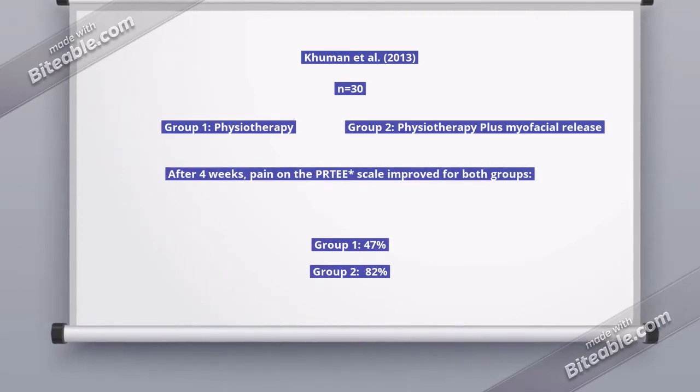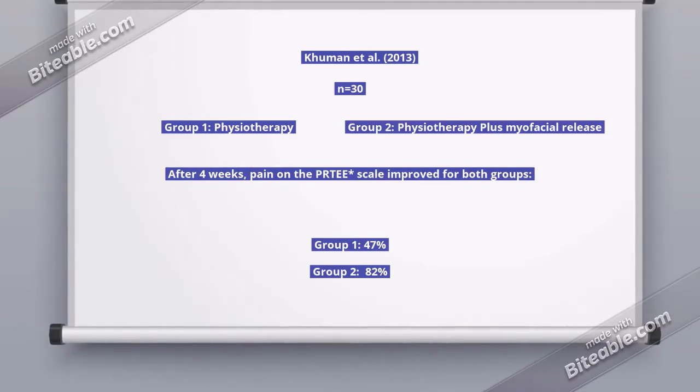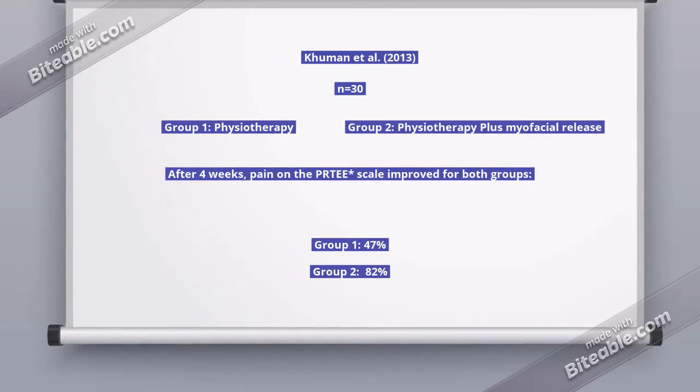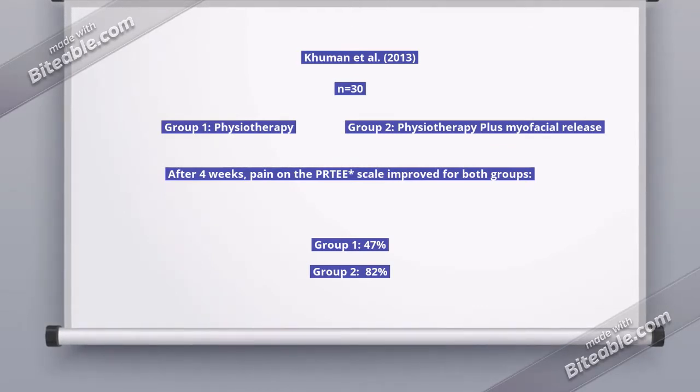After 4 weeks, pain, as described on the PTR-EE scale, decreased in both groups. The greatest decrease was seen in the myofascial group with a decrease of 82%, whereas physiotherapy alone still had a good improvement of 47%.